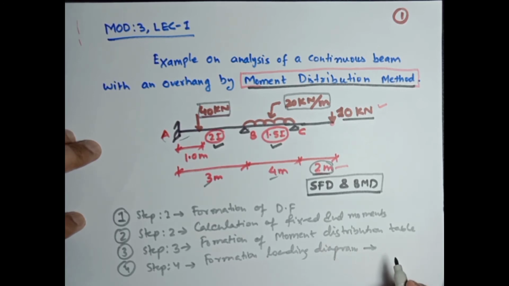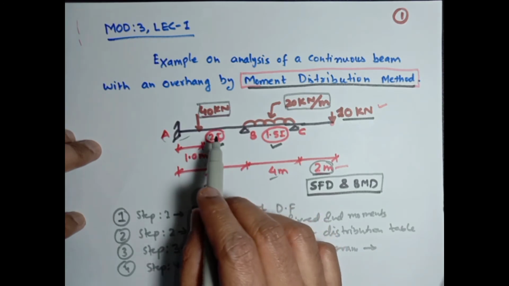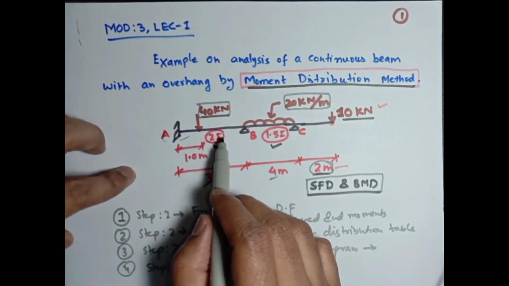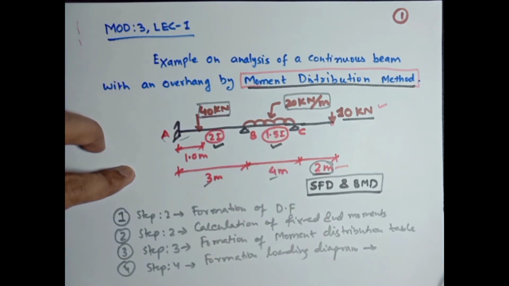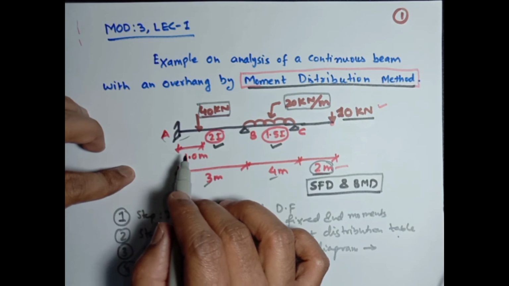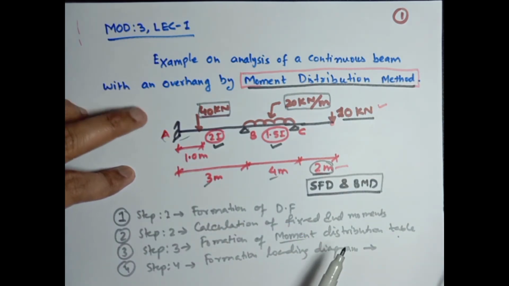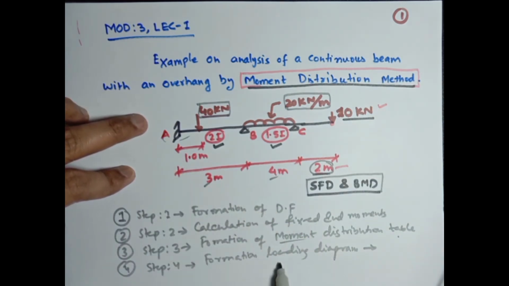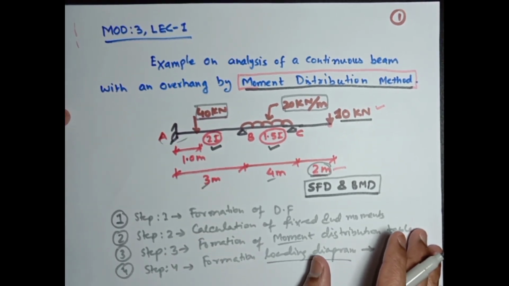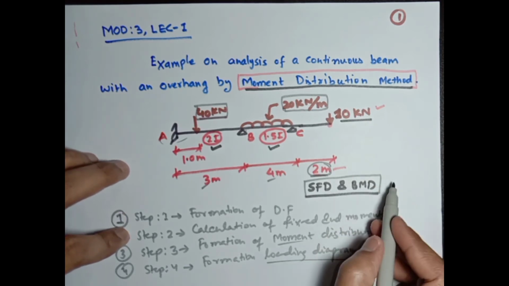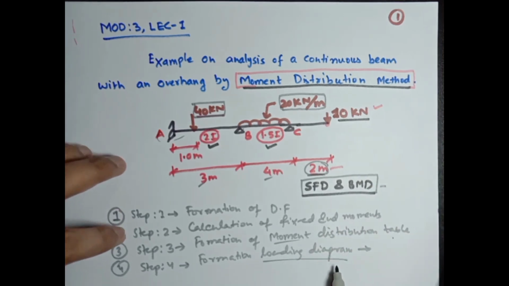The loading diagram will have the external loads which were acting on this beam and the calculated moments which we have found from the moment distribution table, including the support reactions, all shown in a loading diagram. Then we will do an analysis for finding out SFD and BMD through this loading diagram.